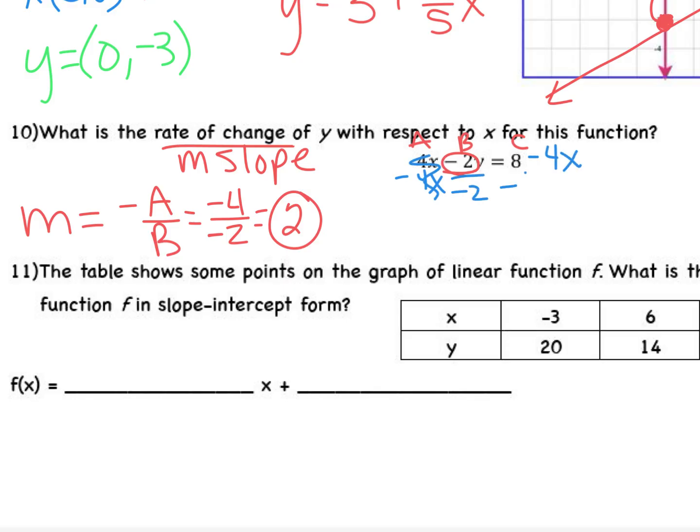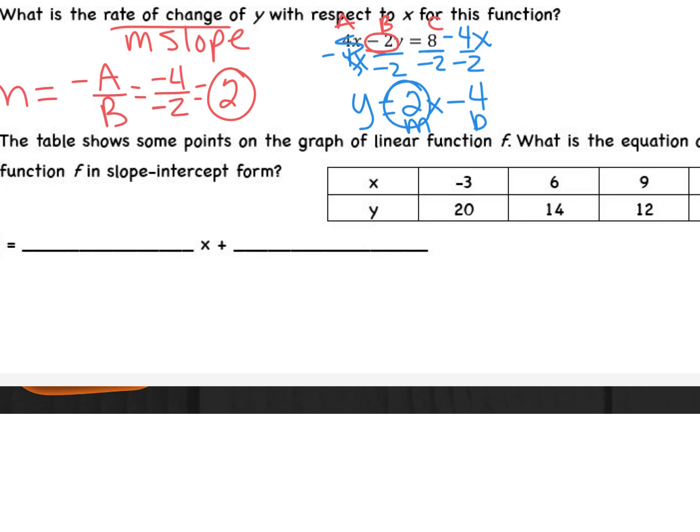If you divide, though, you have to remember to divide by that -2. So y equals -4 divided by -2 is a +2. 8 divided by -2 is -4. So you have to realize this is M and B. So you have two options there. So on this one, slope-intercept form, if you don't remember what that looks like, y equals mx plus b.